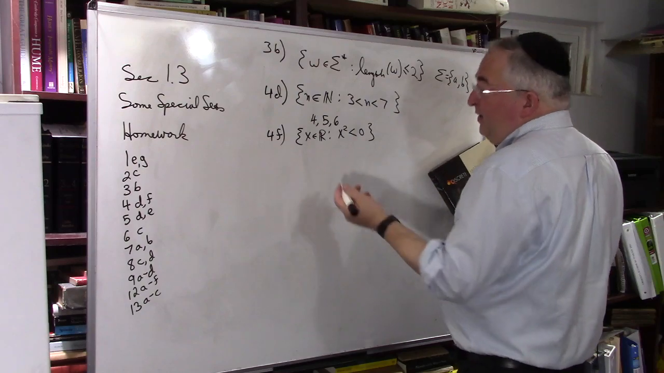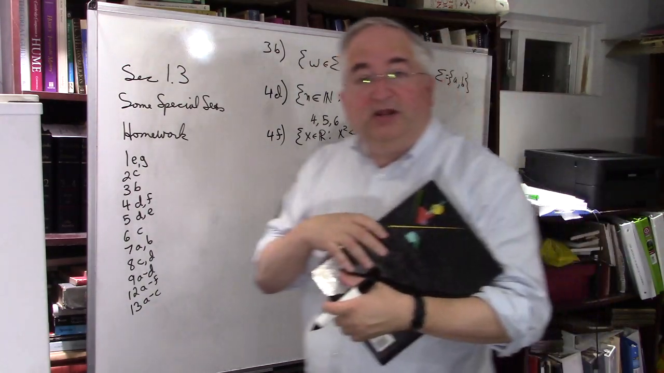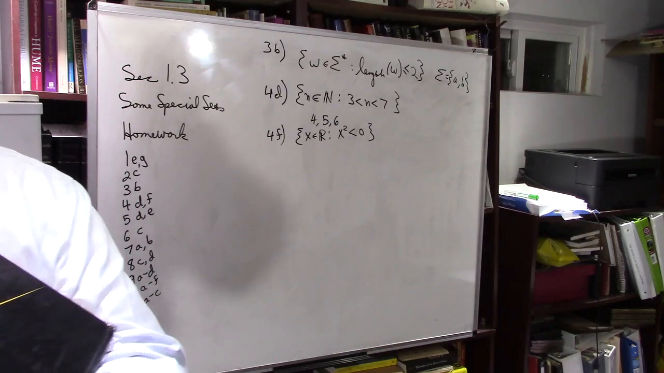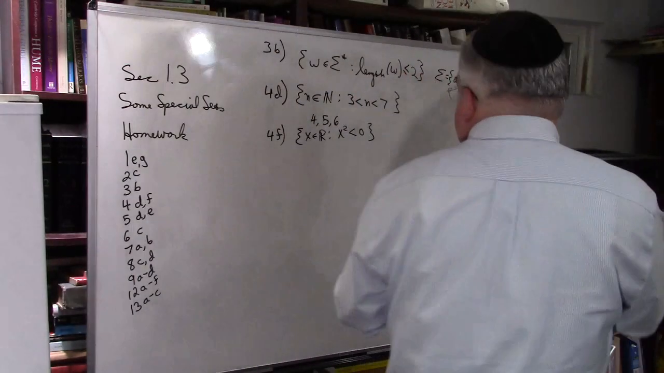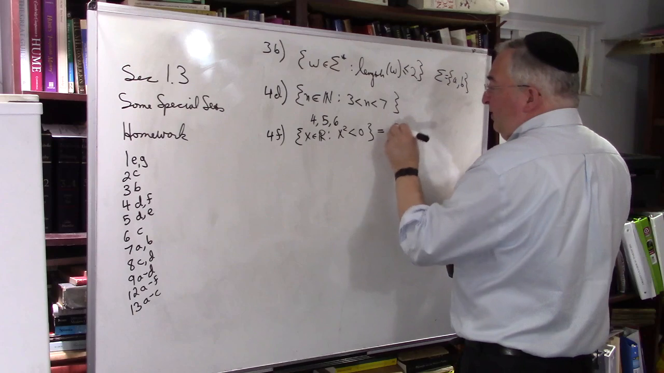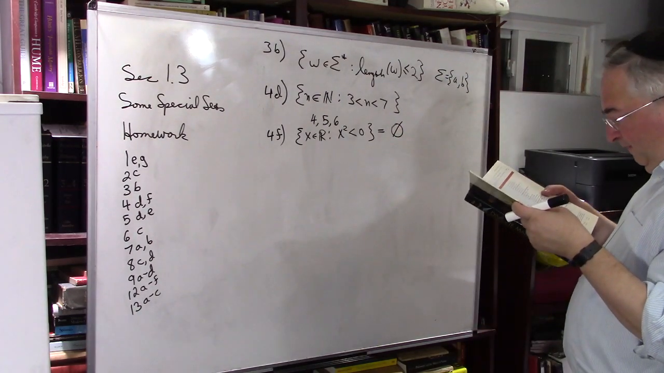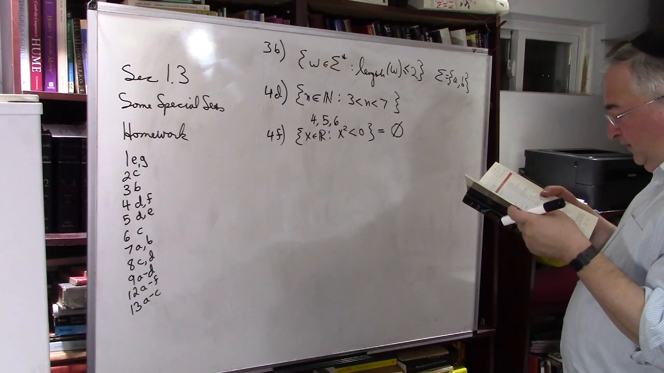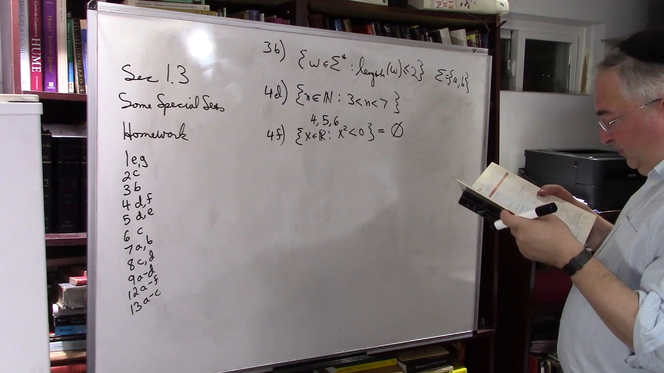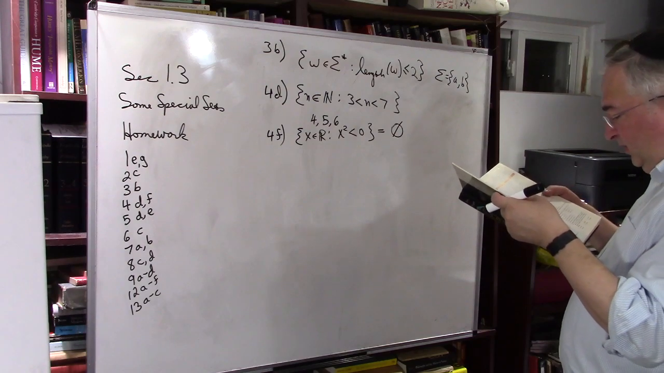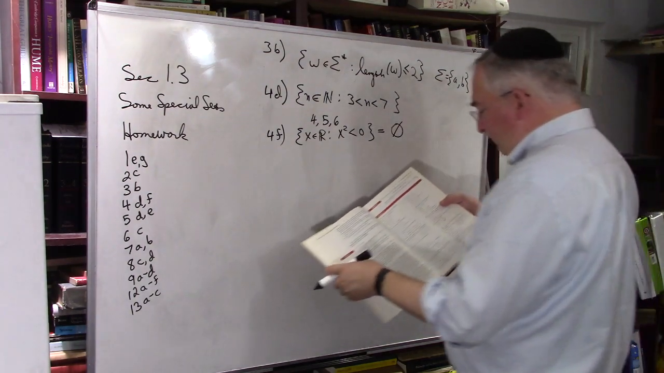Okay? Now the point is, take any real number, square it, it's more than 0, whether it's positive or negative, it's more than 0. And so this is the empty set. Okay, great. 5D says the same thing. You should list the elements if they are not empty and write empty if they're empty. Okay, so let's read 5D.